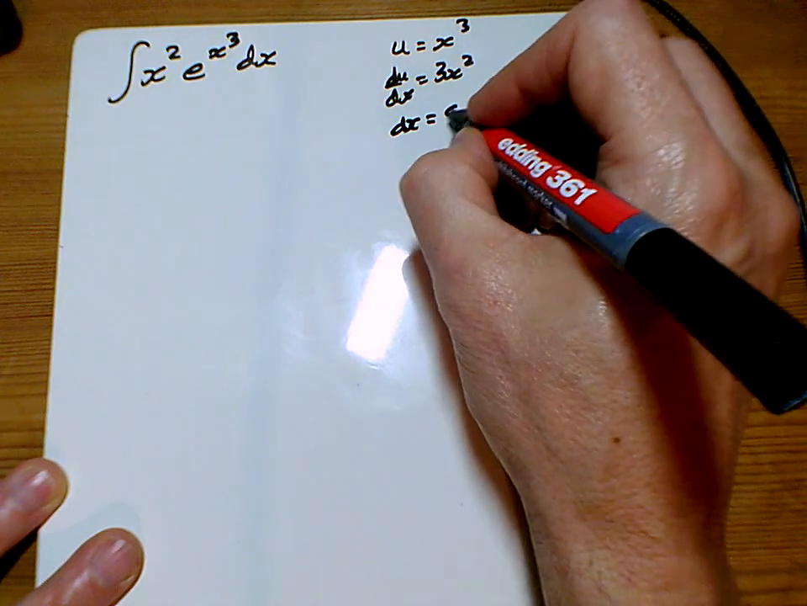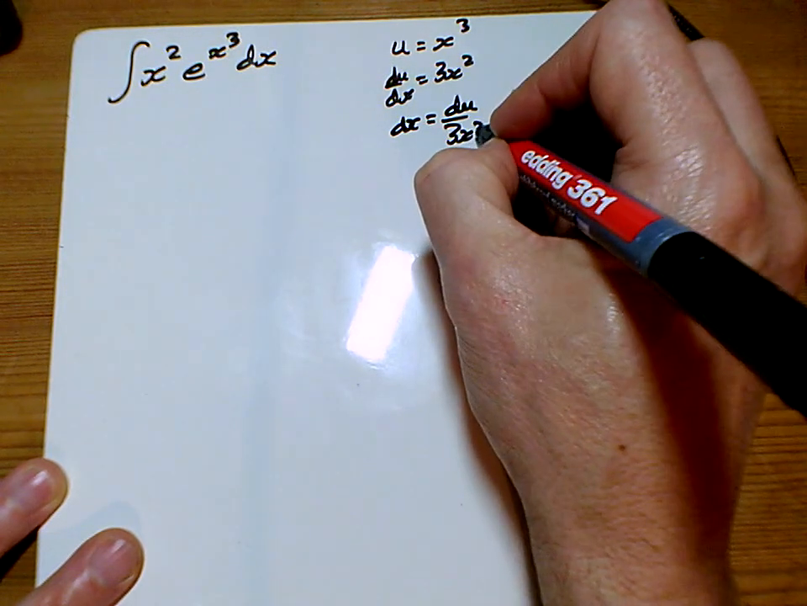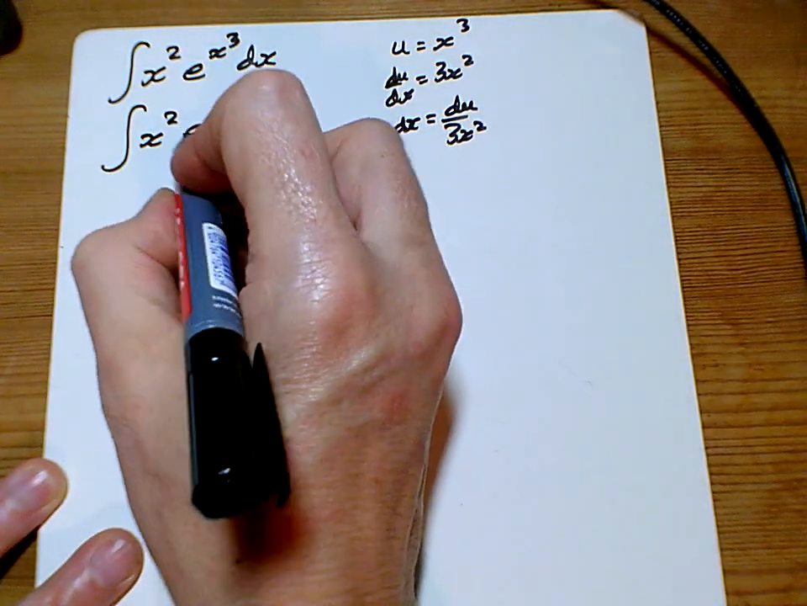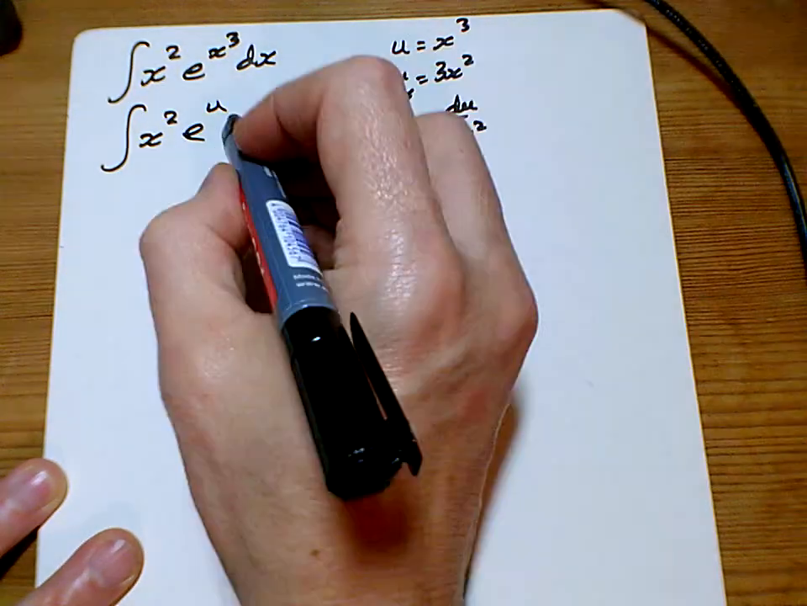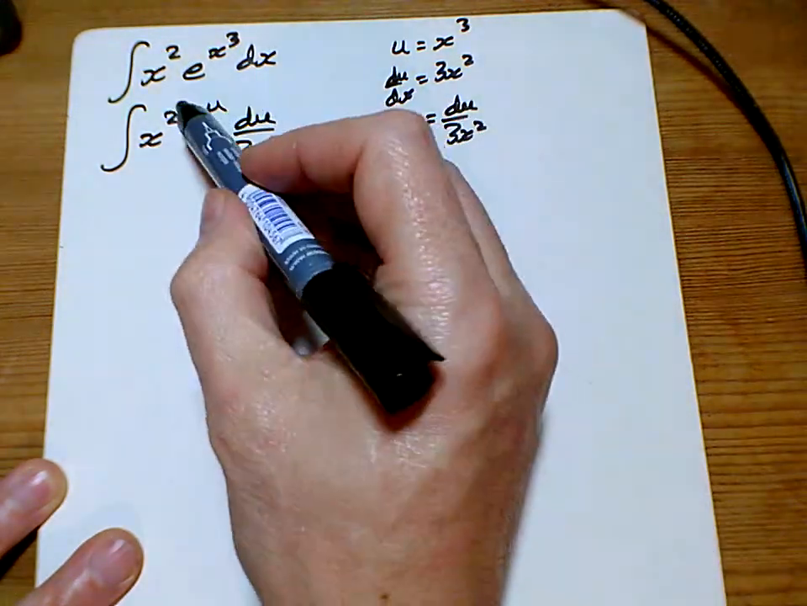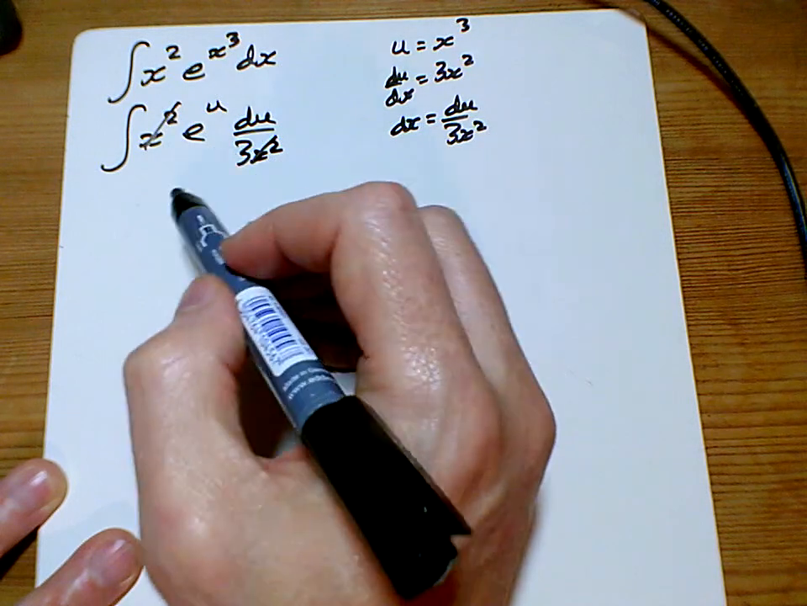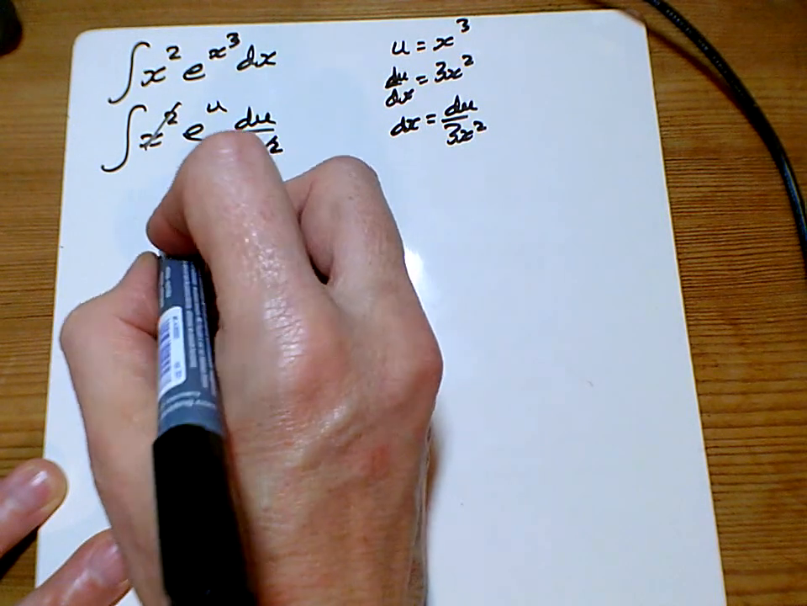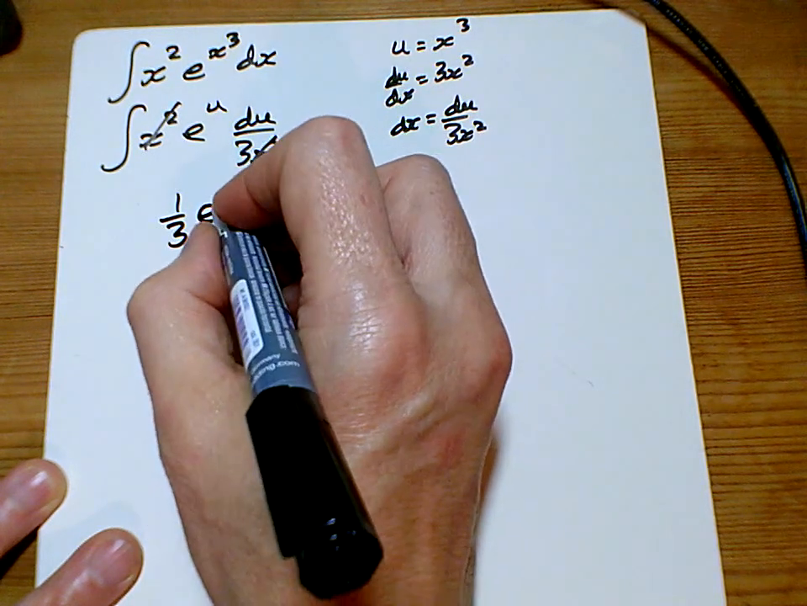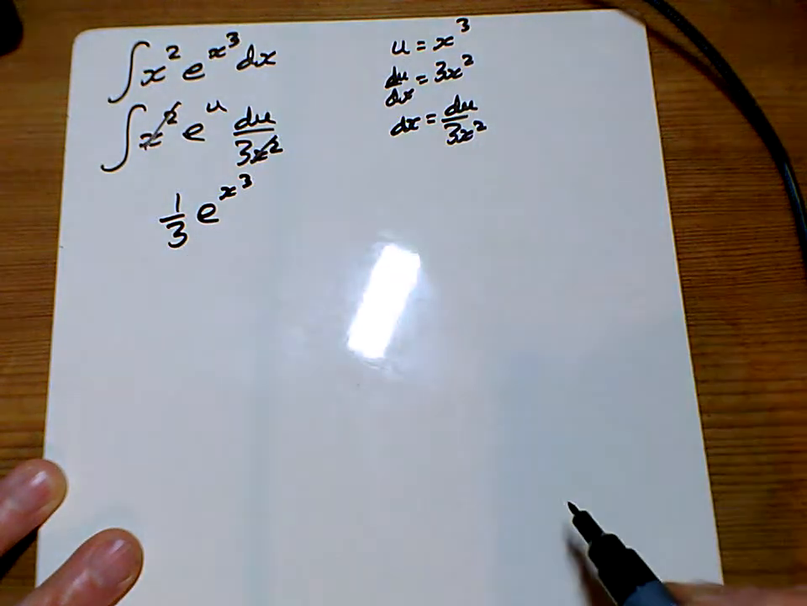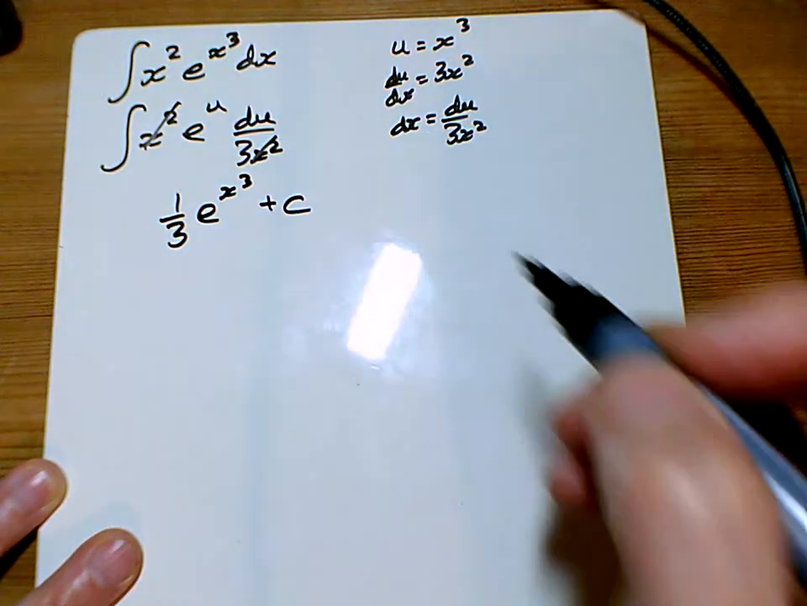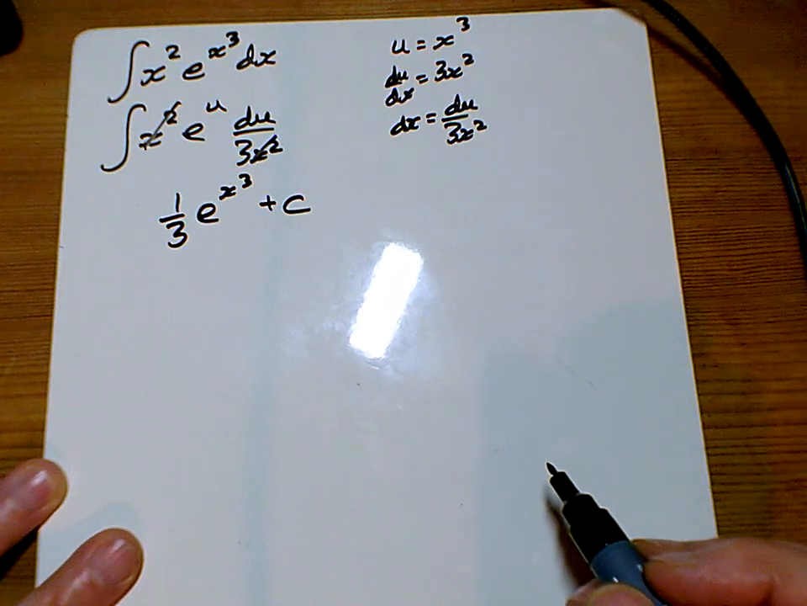So rearrange to get dx equals du over 3x squared, and let's rewrite this as x squared e to the u, instead of a dx, writing du over 3x squared. And there you go, those x squareds are cancelling. We're just integrating 1/3 e to the u, which just goes to 1/3 e to the u. Drop u back in, and we've got that bit there. So it's 1/3 e to the x cubed, and put a plus c in because, again, it's an indefinite one.